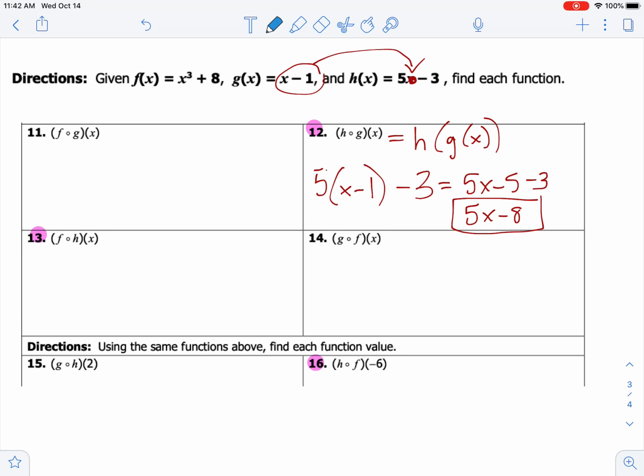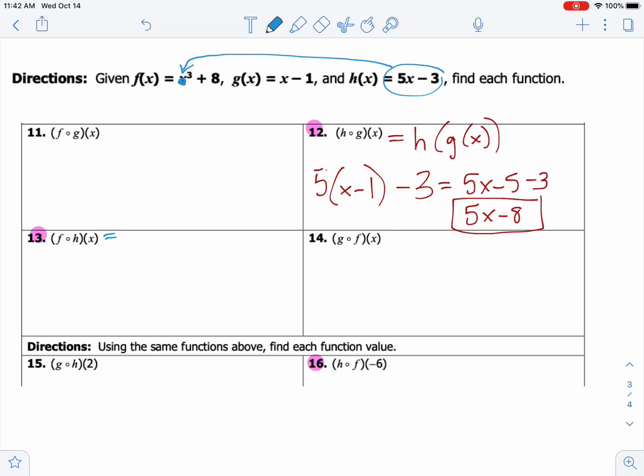In number 13, I am substituting the H function into the F function. This one's harder. So I am taking this, because it comes second, and I'm substituting it into that X. Okay, I'm not writing X anymore. I'm replacing it with 5X minus 3. Okay, and since this is to the third power, here, let me write this again.